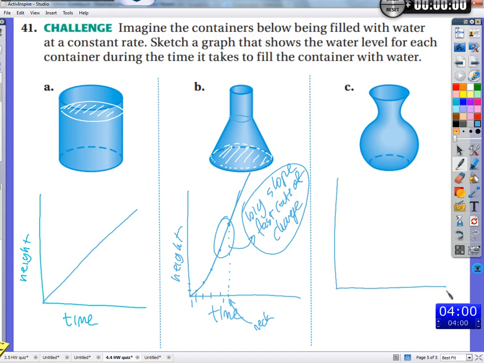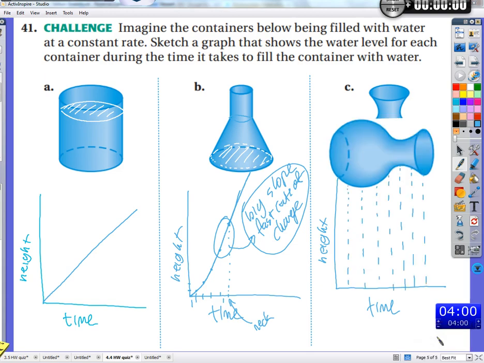This last one, and height and time. Maybe to help us see exactly what's going on, the volume is changing at a constant rate, okay? And so what I've done is laid this sideways so that we can compare what's happening at this time, like how fast is the height changing here.